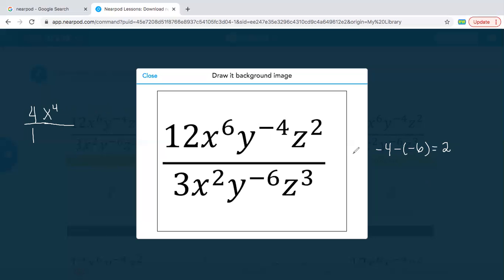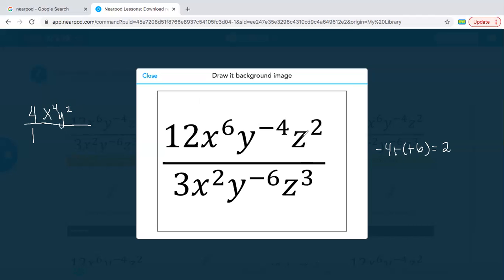I don't know if y'all remember back in 6th grade, but keep, change. So this is basically negative 4 plus 6. When you subtract by a negative, that's the same thing as adding. So that would be y to the power of 2.